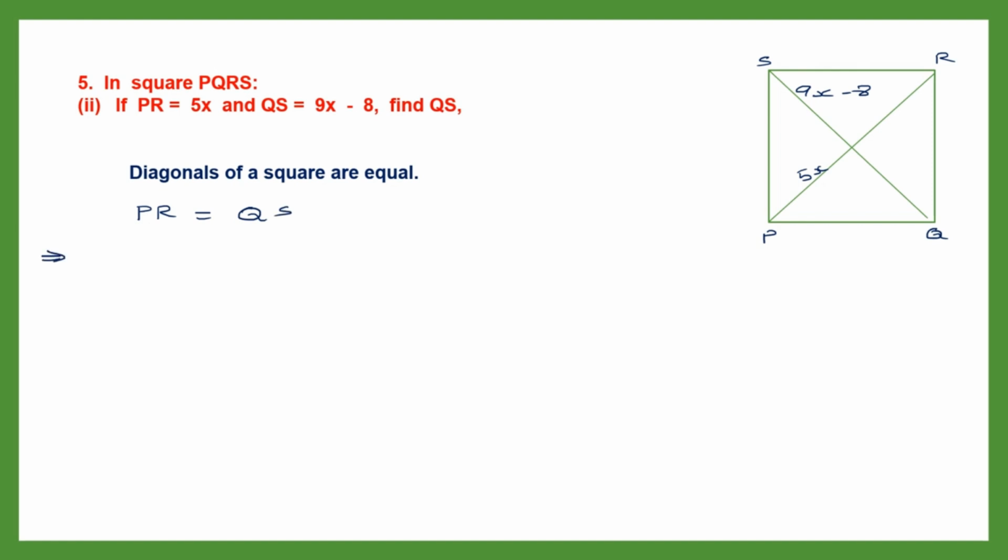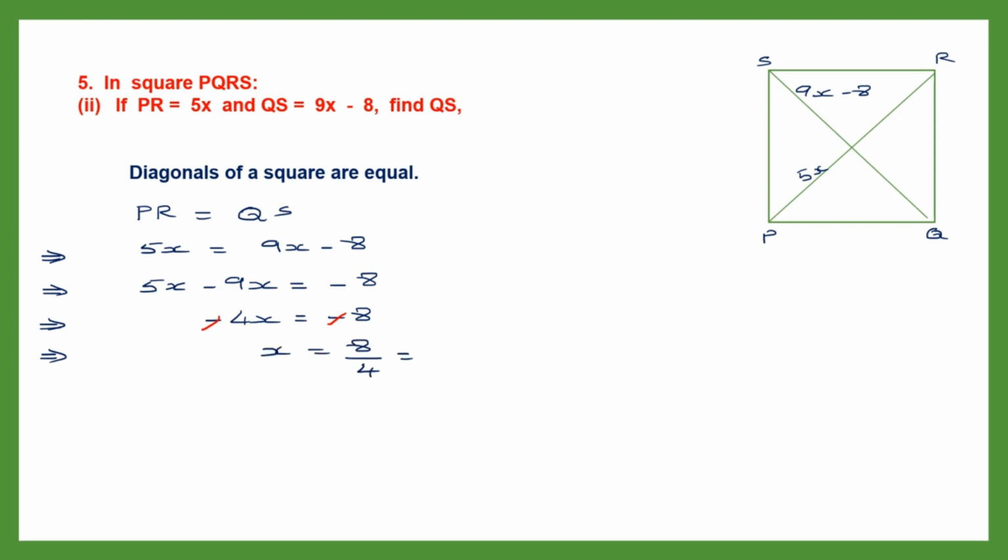And how much is PR? PR is 5x. And that is equal to 9x minus 8. So now let's get all the x to one side. So 5x minus 9x. We're bringing 9x this side, so it becomes minus 9x. And on the other side, we have minus 8. Now let's simplify this. 5x minus 9x is minus 4x. Minus 4x is minus 8. We have minus on both sides, so we can cancel it. So now it's just 4x is equal to 8. So that means x will be equal to 8 by 4, which is 2.